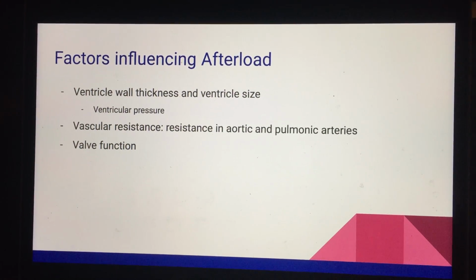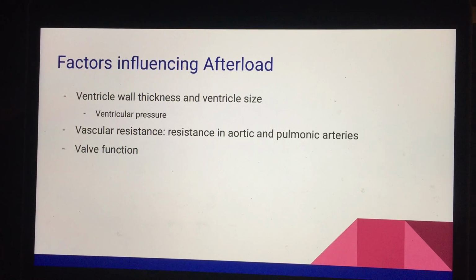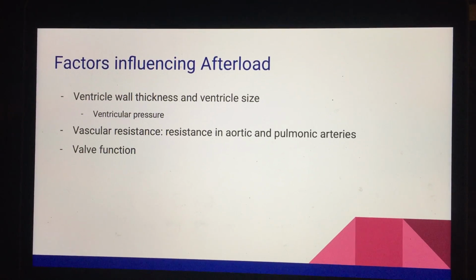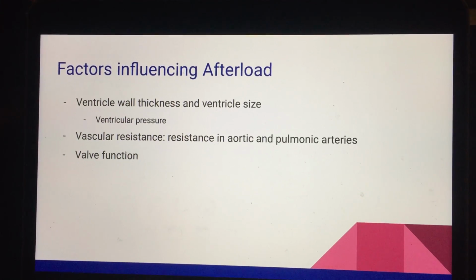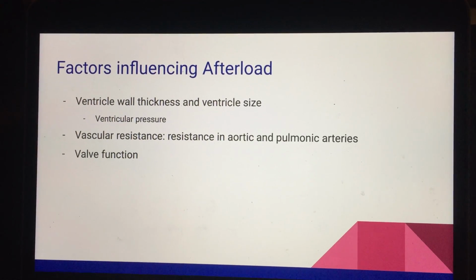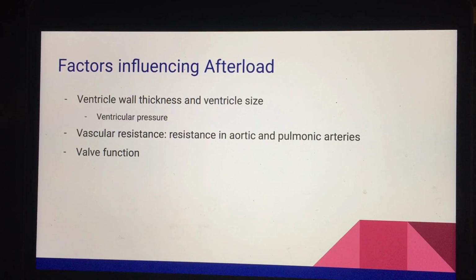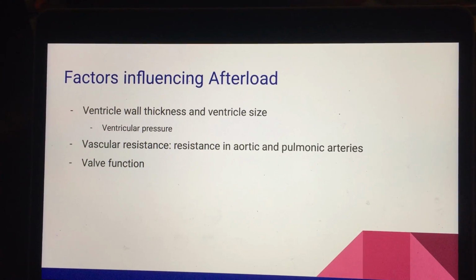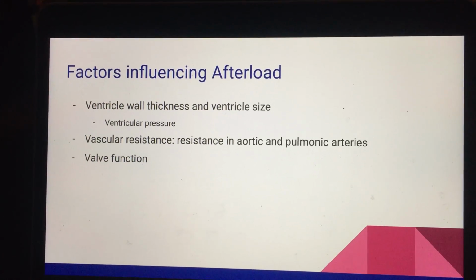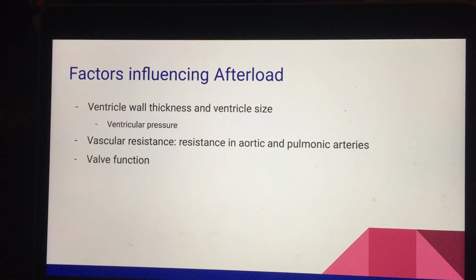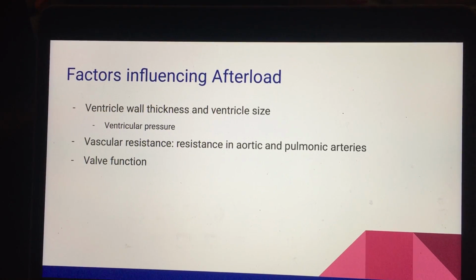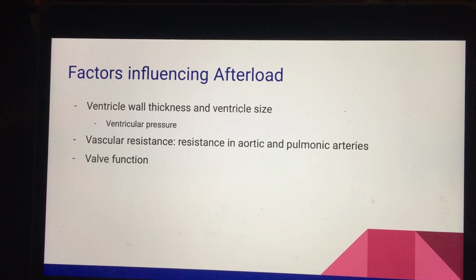So there's a few different factors influencing afterload. Ventricular wall thickness and ventricle size change ventricular pressure or the ability to overcome vascular resistance, which is resistance in the aortic or pulmonic arteries or in the systemic arteries. It also is affected by valve function. If valves are moving easily, then there is less pressure that they create that the ventricles have to work against.